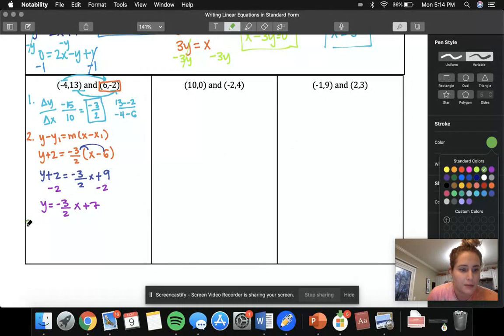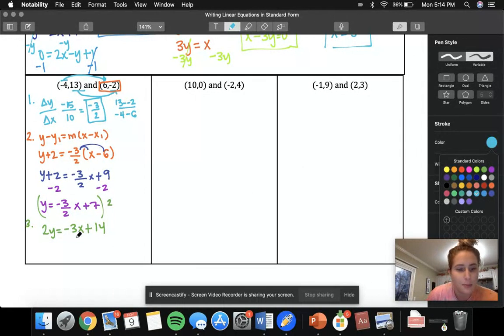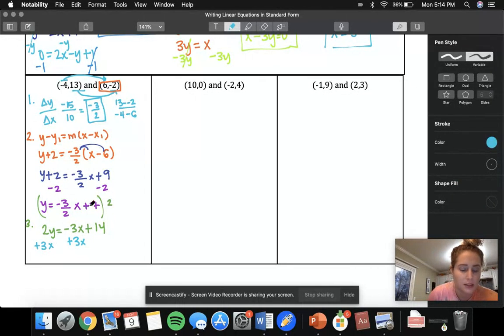Now I am going to convert it into standard form. So I am going to get rid of the denominator on the x by multiplying by 2. I have to make sure I multiply everything by 2. So this would become 2y equaling negative 3x plus 14. And the last step would be to move the x over, which would be easy since it's already negative. So we have 3x plus 2y equaling 14.